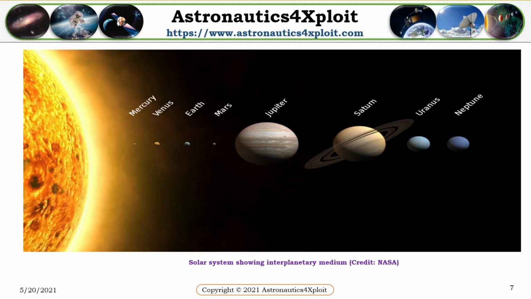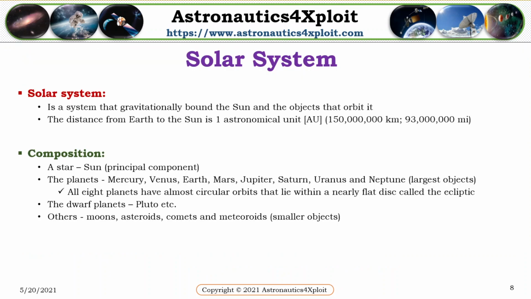This picture shows the solar system and interplanetary medium. Solar system is a system that gravitationally binds the Sun and the objects that orbit it. The distance from Earth to the Sun is about 1 astronomical unit.